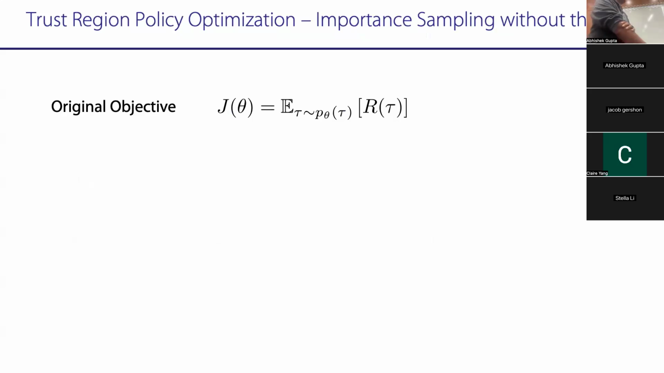So what TRPO does is it does a little bit of an approximation. As you'll find out, most of our RL algorithms right now are just approximations to things that make sense.